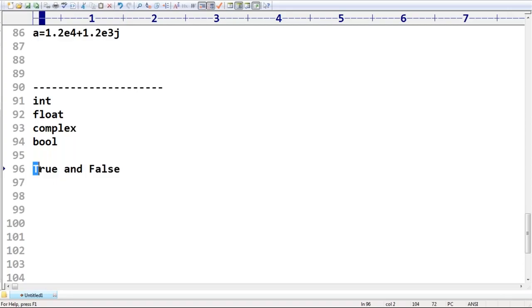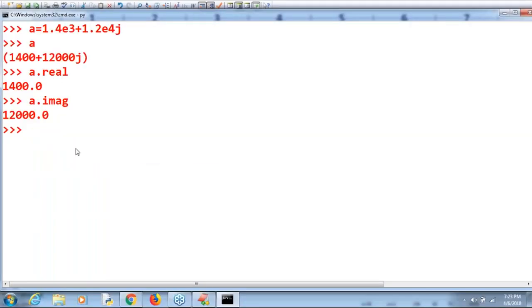Is it compulsory to use a capital letter? Yes. In Java, true and false should be in lower case, but here there is a small difference you should be aware of. Now observe, B is equal to True. What is the type of B? Bool type.